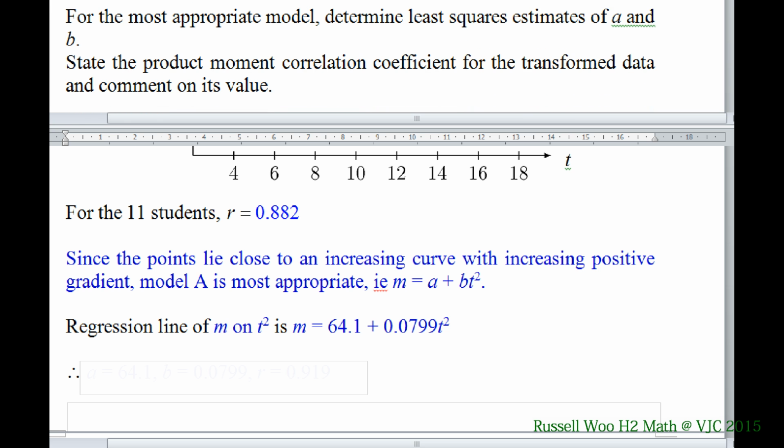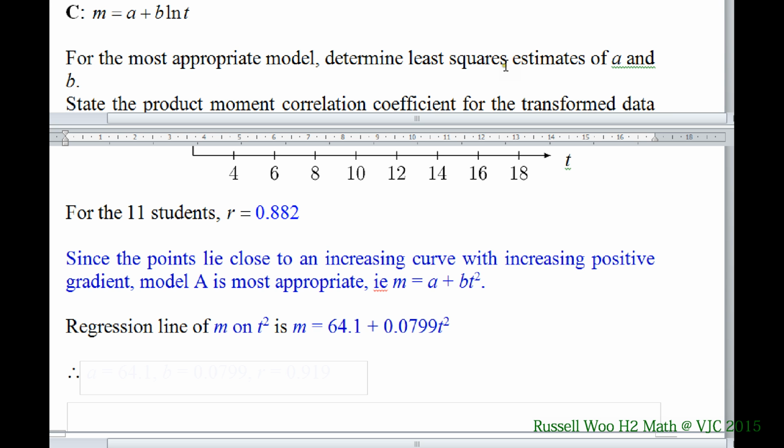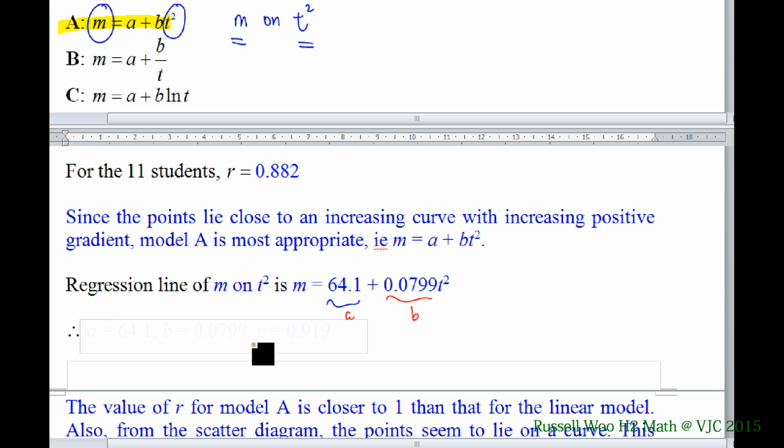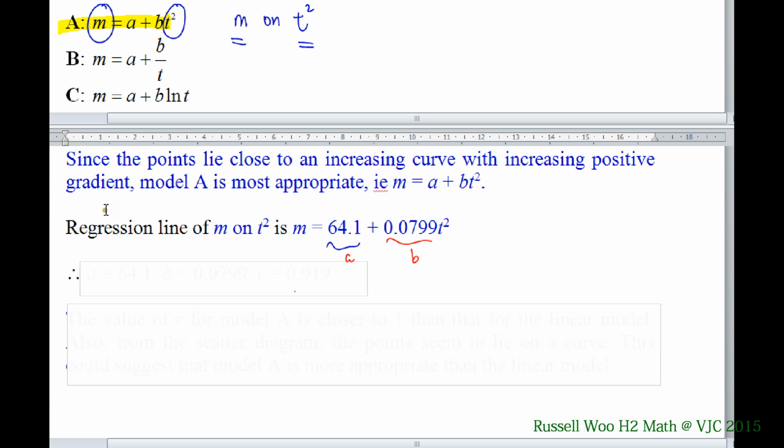State the product moment correlation coefficient. No problem, this is again by GC. And also find the least square estimates of A and B. I'm not going to go through, but quite easy. Right? This should be your A. This should be your B. Right? So, A is this, B is this, r is this, just by GC. I'm going to take 2 more minutes. Okay? Give me 2 more minutes, I'll finish.